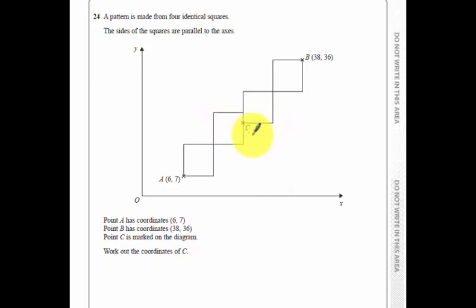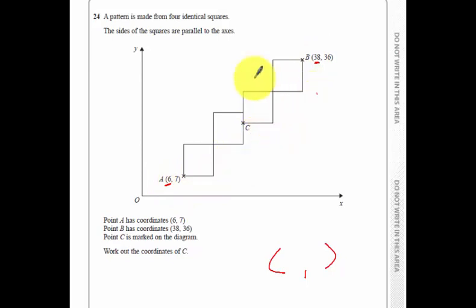So we know, because we know about coordinates, that there's going to be an x value and a y value. I'm going to start with the x value, and I notice it goes from 6 up to 38. Now there's nothing wrong here because we know they're squares, so it's going to be the same gap each time. We're just doing a little bit of trial and error. If this square was 2 units long, the x value would go from 6 up to 8, then up to 10, 12, 14, which isn't 38. So if it was 3, that would go to 9, then 12, then 15.